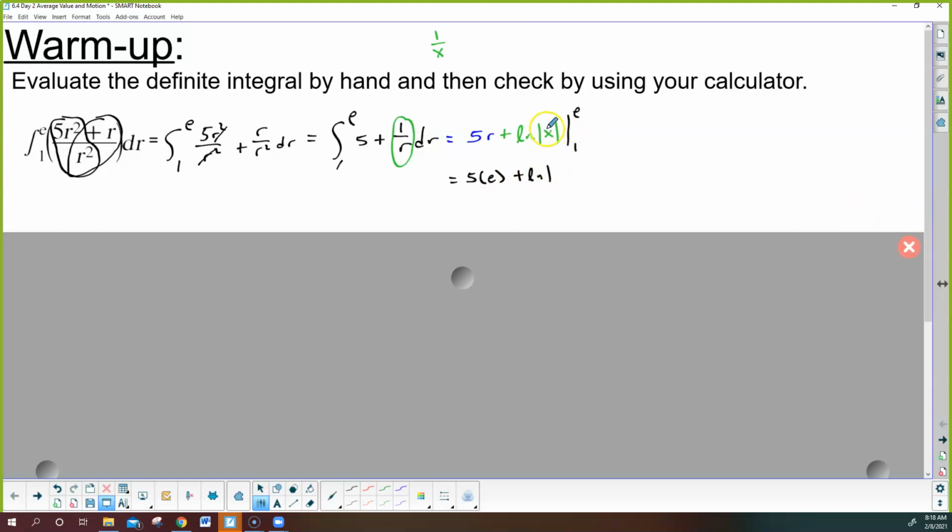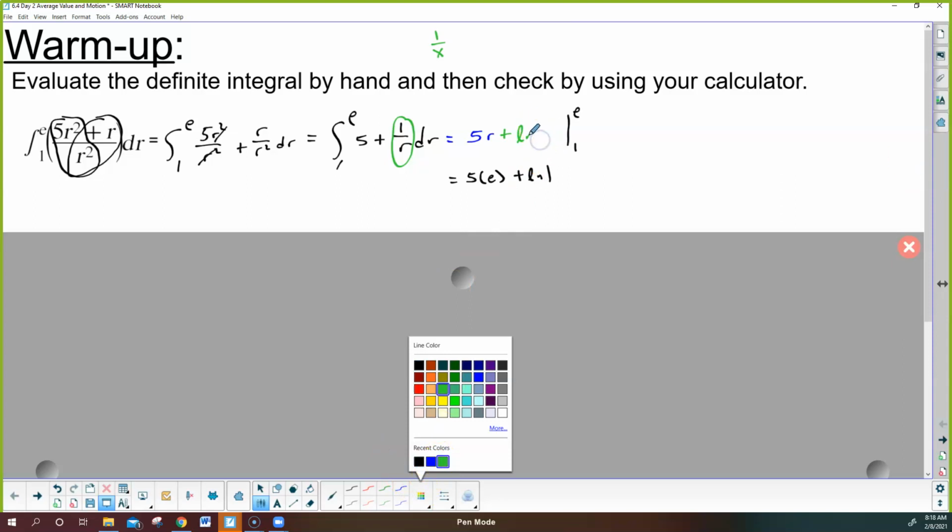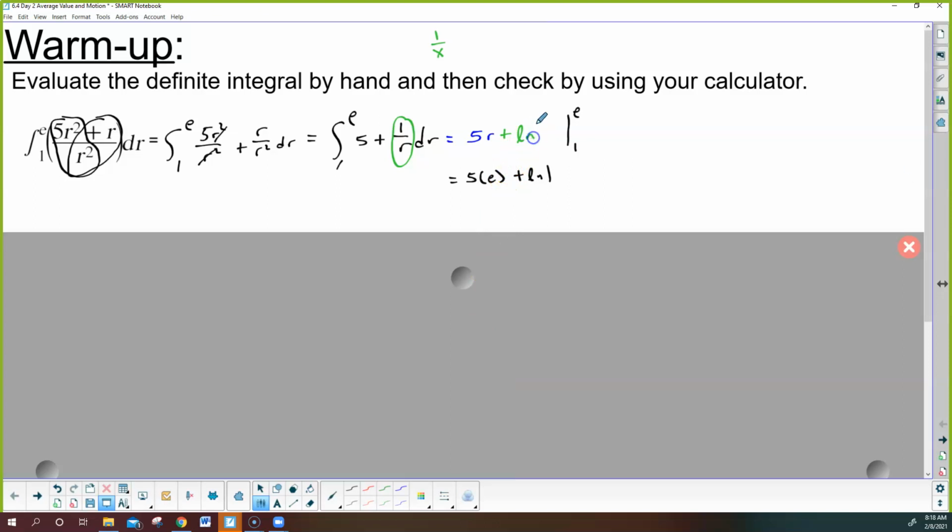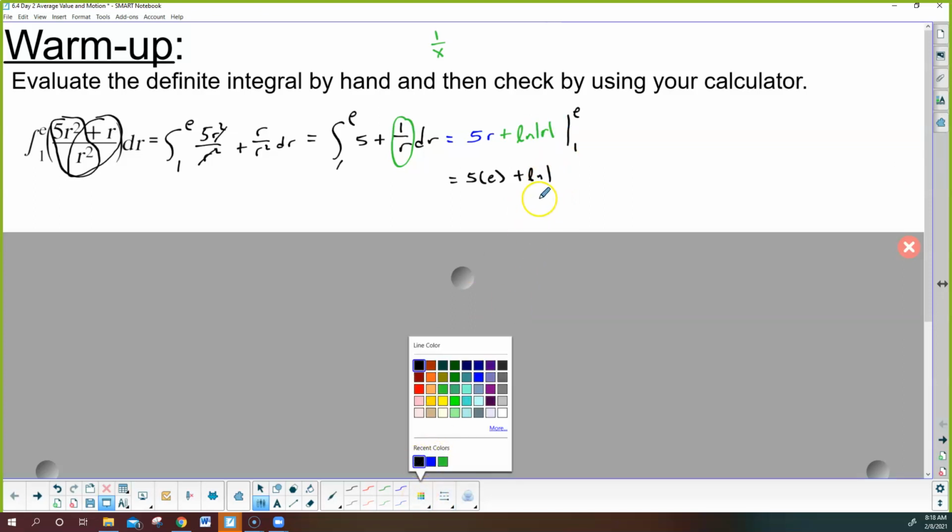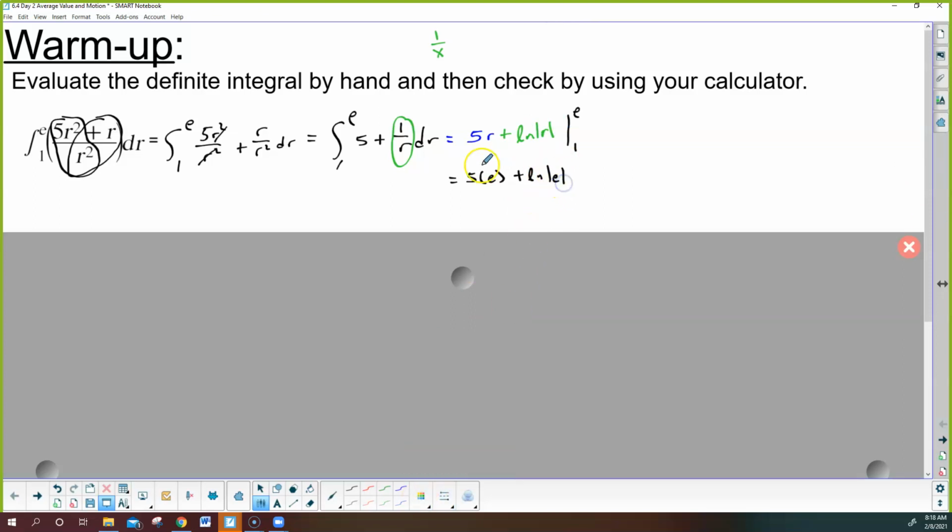And actually, this should be an r right here, not an x. That should be an r. Let me redo that. I don't like that. That'll be the natural log of the absolute value of r. Okay, so then we're going to plug in e into the first spot. Notice how e went into both pieces.